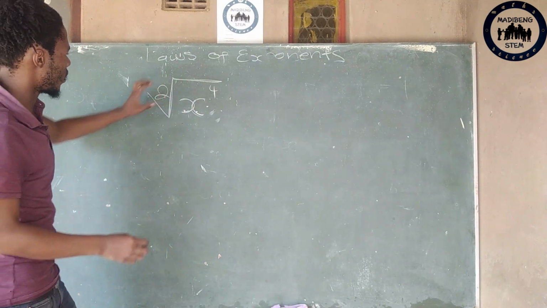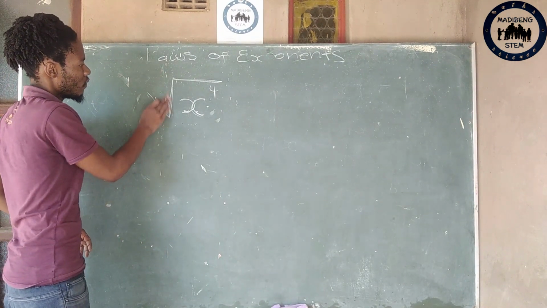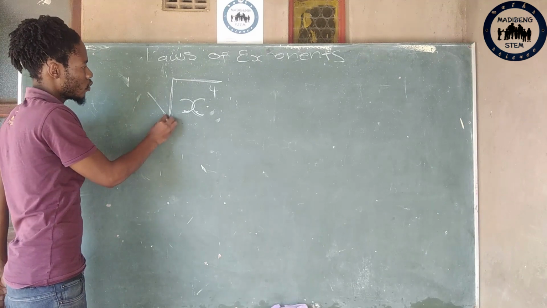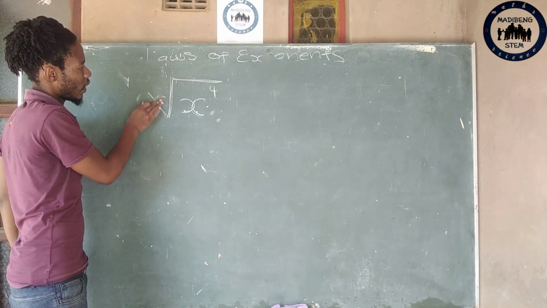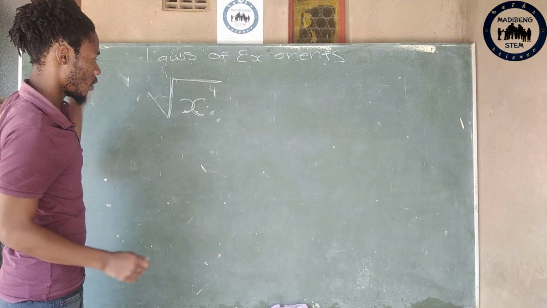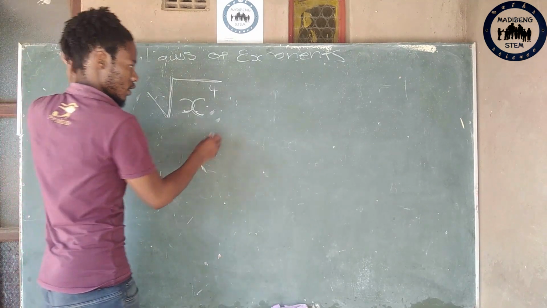Remember that we said if it's like this, we don't even have to put 2 here. We know that for a square root, there is a 2 here. We don't write it, but there is a 2 here. So how do you solve this?